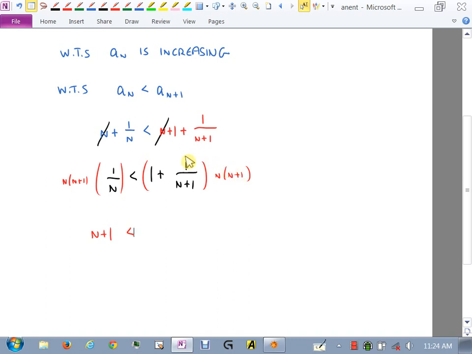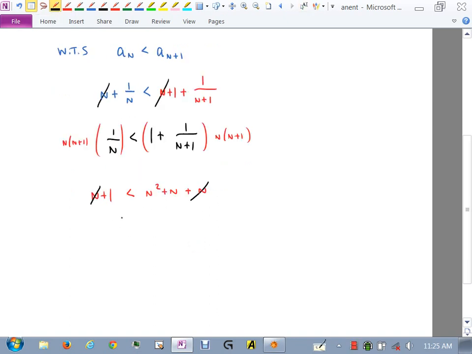Over here, I have to distribute this to the 1 first, which gives me n squared plus n. I'm going to go ahead and just multiply n times n plus 1. Then I distribute here to here, and I get what? Plus n. You all still good there? I can cancel one n from each side. I think I'm convinced at this point.